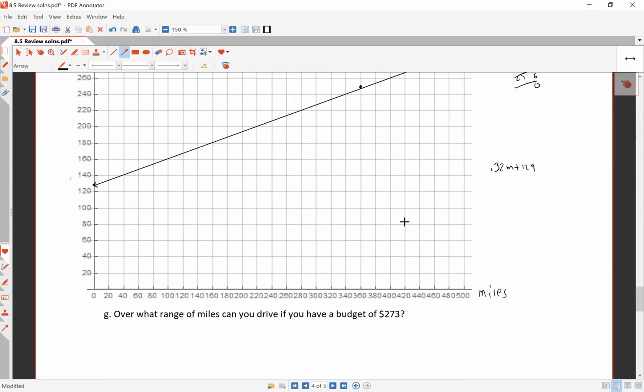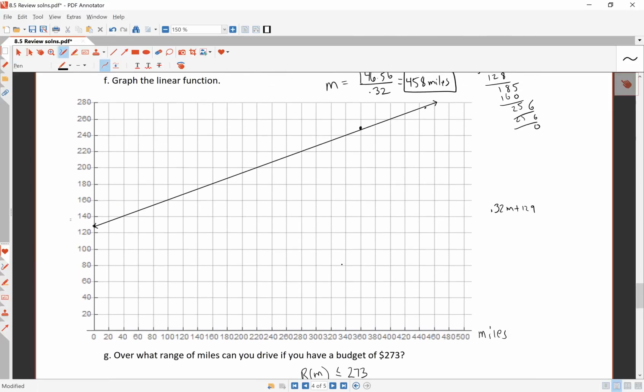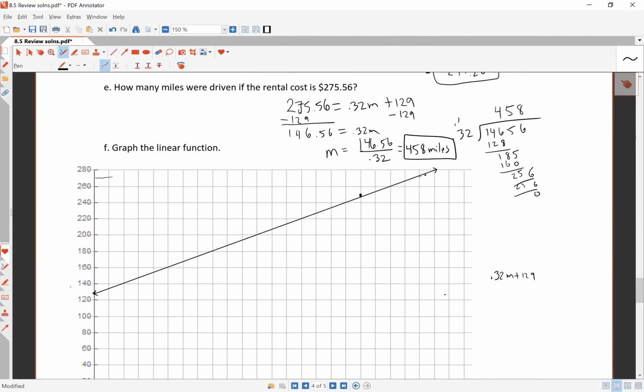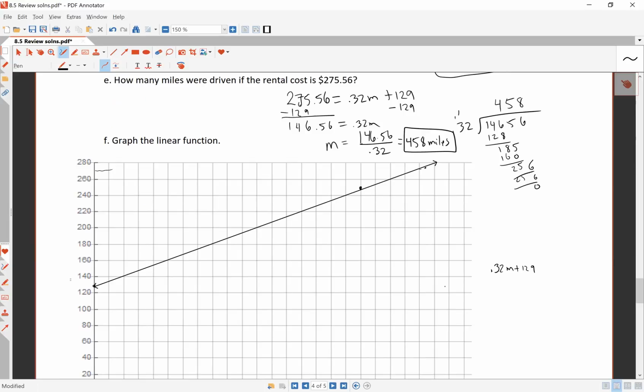And so then lastly, over what range of miles can you drive if you have a budget of $273? So we would want the rental cost to be smaller than or equal to $273. We can see by this graph that it's somewhere around the 458 mile mark.